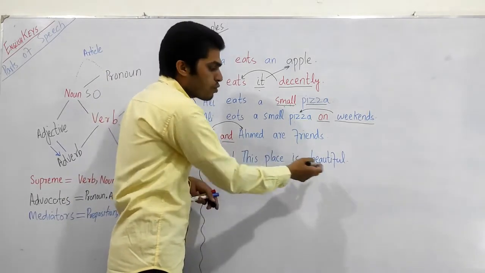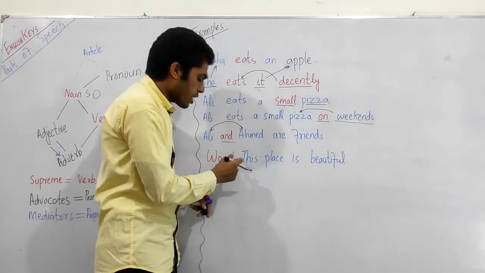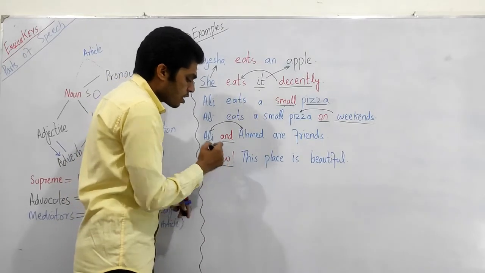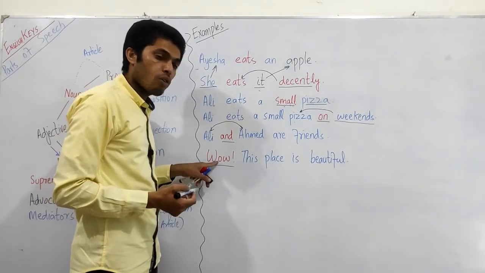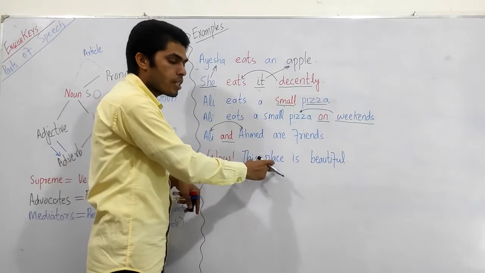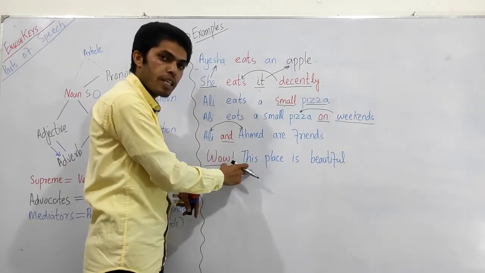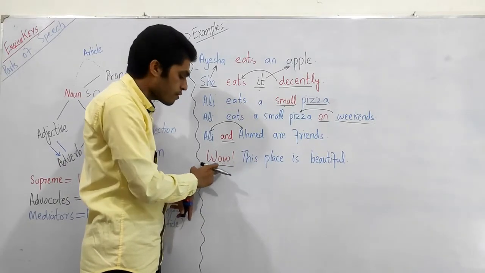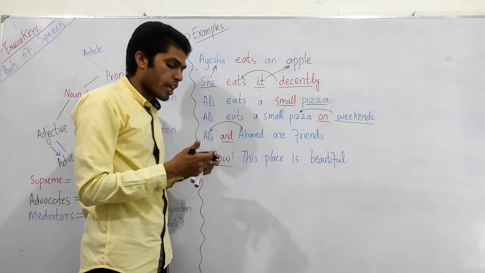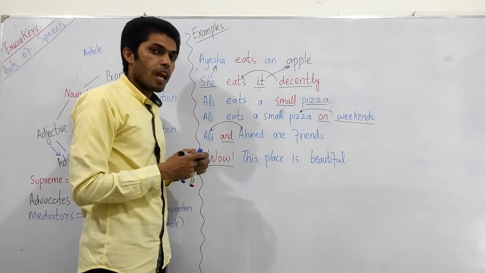Now, this place is beautiful, this looks like a simple sentence, but if we insert this word 'wow', then it shows that the person is talking about the beauty of a place and the person is happy. Now this 'wow' is an expression that shows that the person is happy.